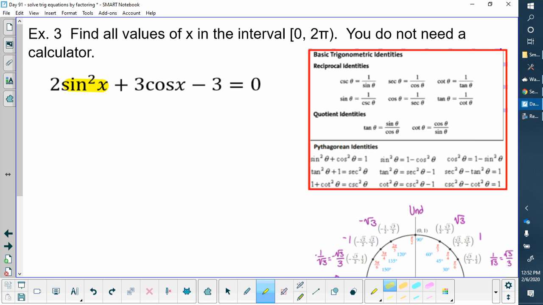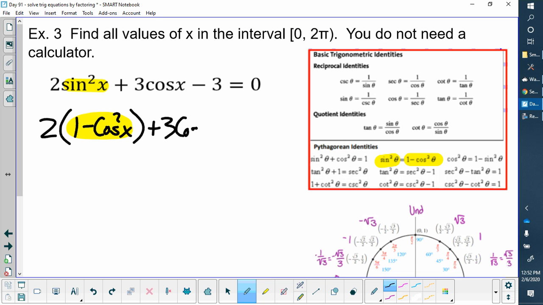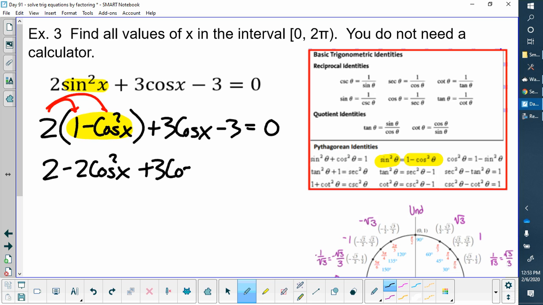Looking at my table over here, I notice sine squared is equivalent to 1 minus cosine squared. So if I were to write this out, instead of sine squared, I'm doing 1 minus cosine squared of x. So it was sine squared, now it's this. And then minus 3 equals 0. I'm going to go ahead and distribute, get rid of my parentheses. So I get 2 minus 2 cosine squared of x plus 3 cosine of x minus 3.